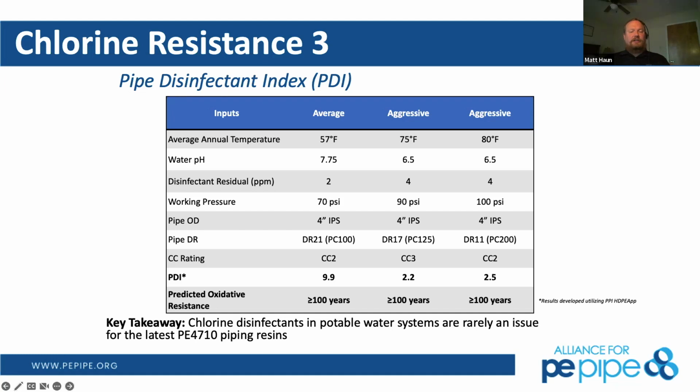And that 4-inch represents one of the furthest out examples that you would have in that distribution system. So with these values and the older generation, that CC2, the CC rating of a pipe goes from 0 to 3. So that older generation of pipe would have a PDI in that average case of greater than 100 years of predicted oxidative resistance. Alan, do you have more to add there?